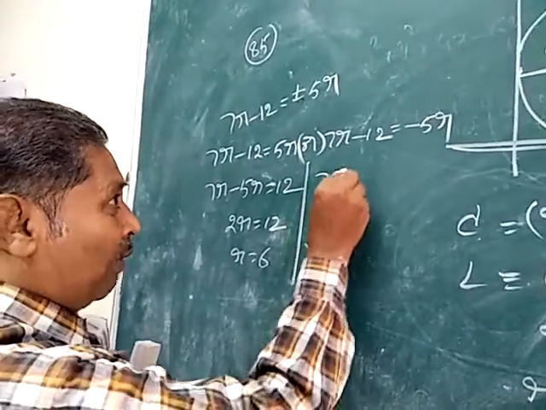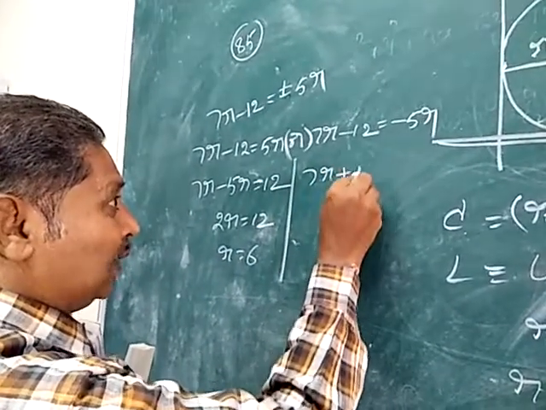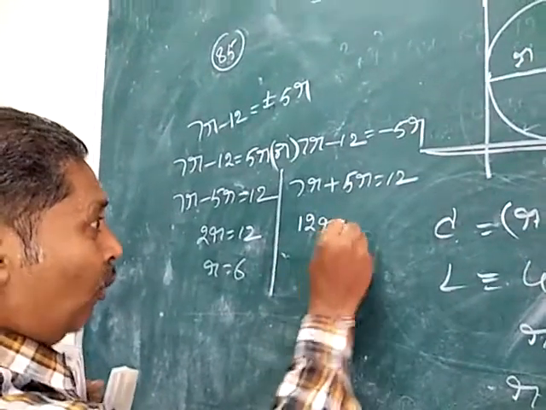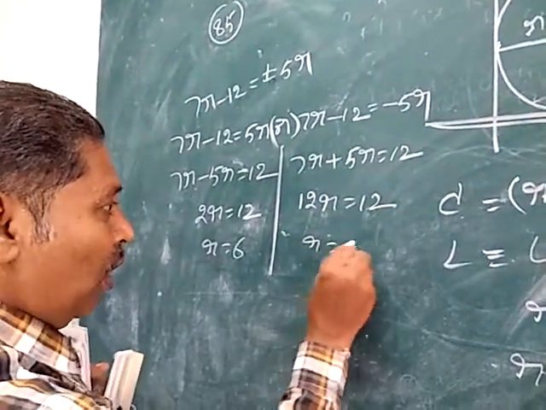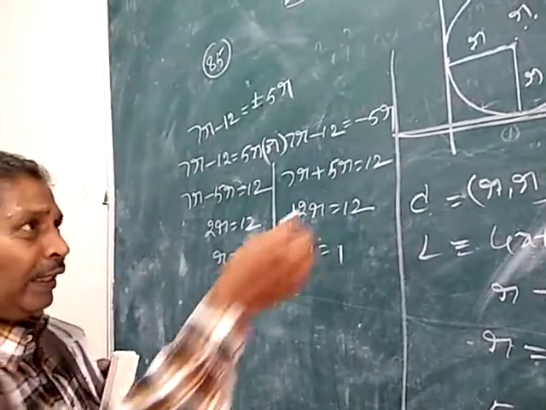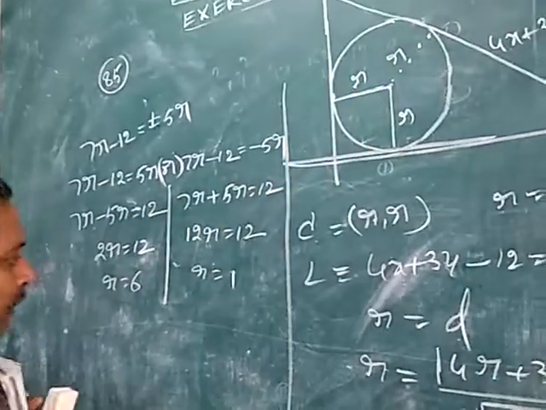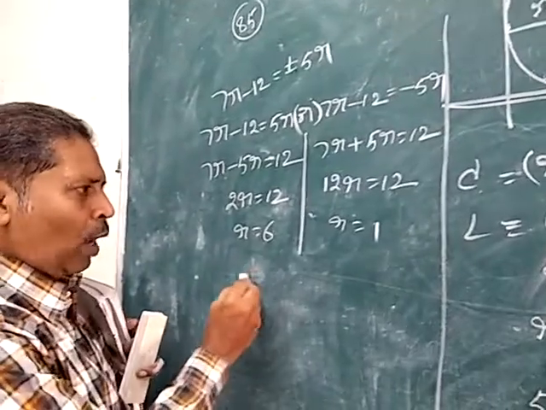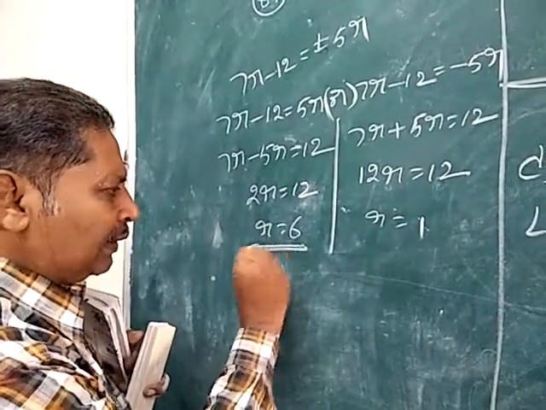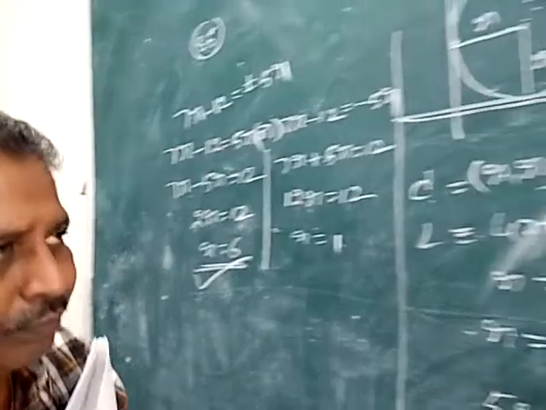Next, 7r plus 5r equals 12, so 12r equals 12, and the r value is 1. He asked for the largest radius. So we get two answers, 6 and 1. So the largest radius is 6.